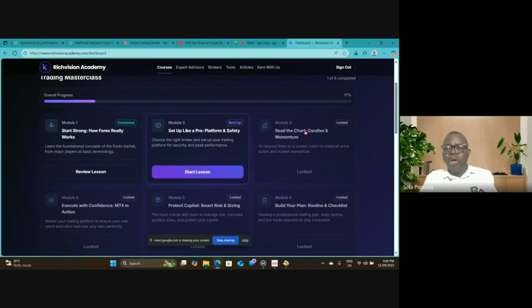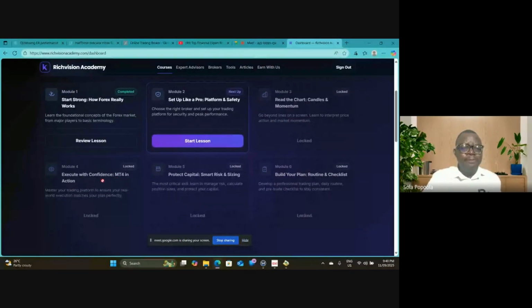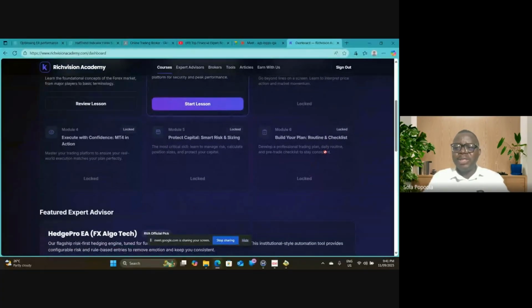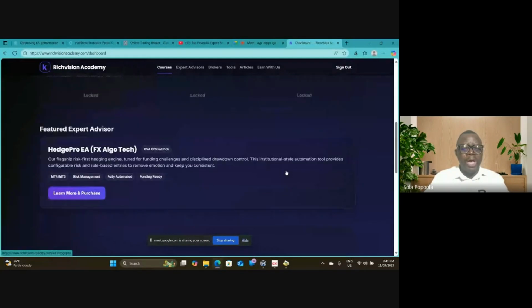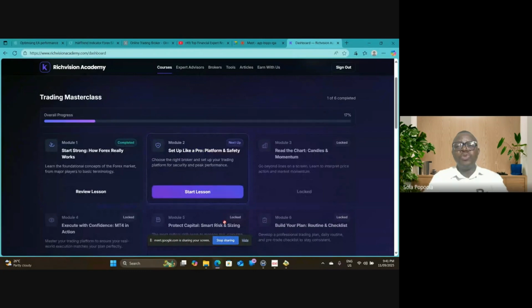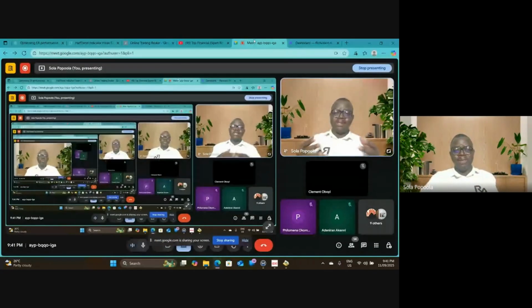Then this one tells you how to read these charts and candles, how you get the candles, the momentum, and everything. Then MT4 in action. This is where you see those price actions that I talk about. Then you see this place, protect capital, smart risk and sizing. This is where I taught how you calculate your lot size and all these things on this particular page. So do yourself a lot of good and just go there. And here I talk about the routine plan, checklist, and money management, and so on and so forth, guys. You want to help yourself by going to this place to make sure that you learn this skill. Do you understand?